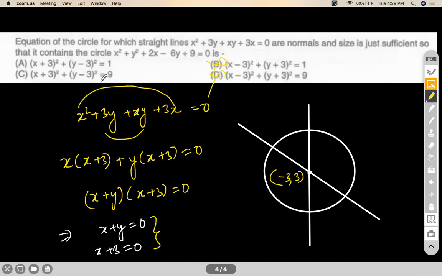Second, it must contain this circle. This circle itself has a center at minus 1 comma 3, and the radius would be under root of 1 plus 9 minus 9, which is 1. So it is a circle of this nature, just sufficient to contain it. This circle has a radius of 1, so this has to have a radius more than that, which clearly indicates that C would be your answer. But if you want to solve it properly, this has to be 2 and this is 1, so it has to have a radius of 3, thereby indicating that this should be 9, and hence C is the correct option.